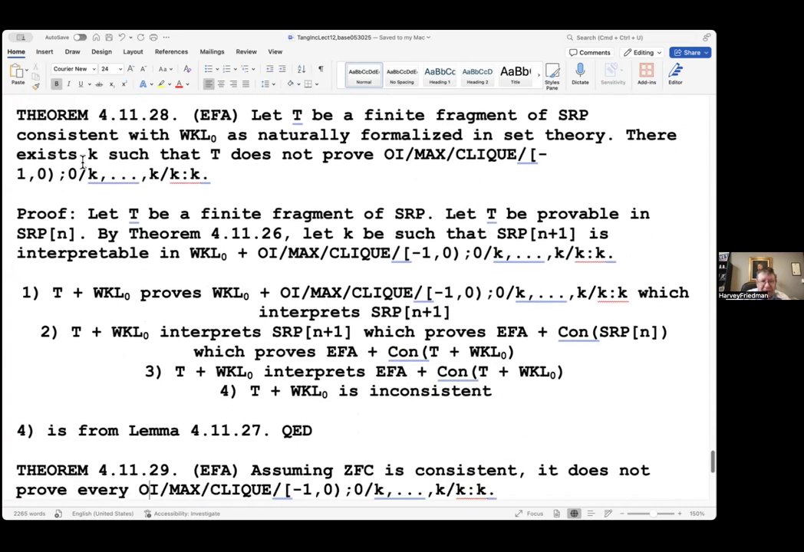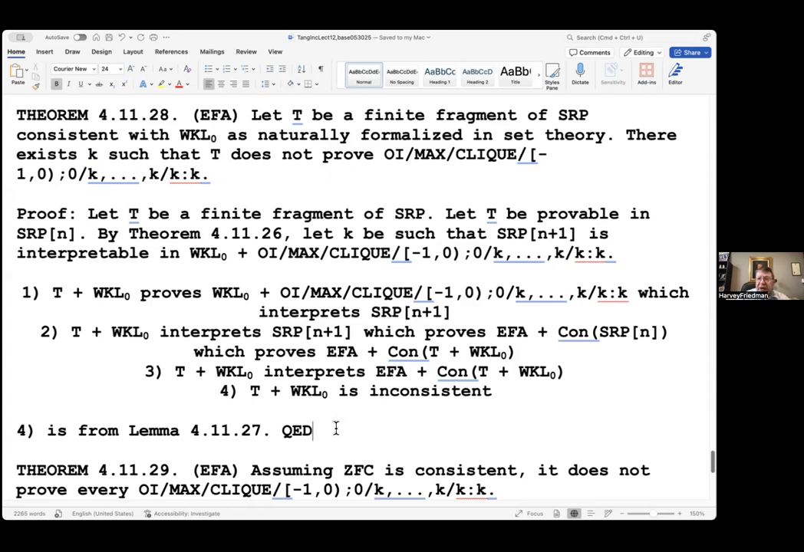Let T be a finite fragment of SRP consistent with WKL naught as naturally formalized in set theory. Because I want to use set theory here, I want to talk about WKL naught as naturally formalized in set theory. There exists K such that T does not prove our statement in dimension K. And you could get this from stringing things together, although if I just go through this, it'll just sound confusing.